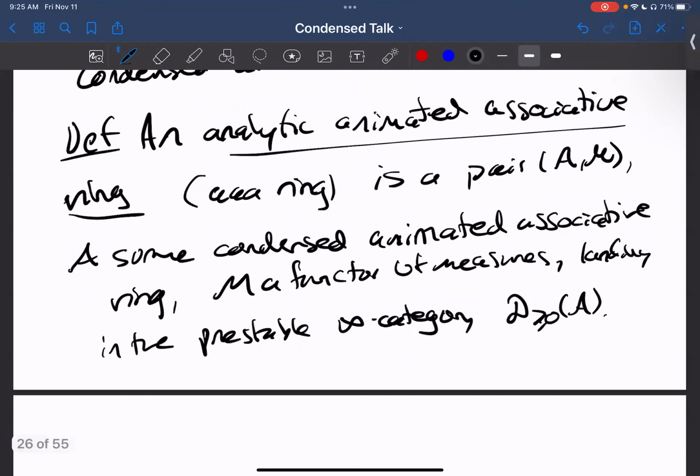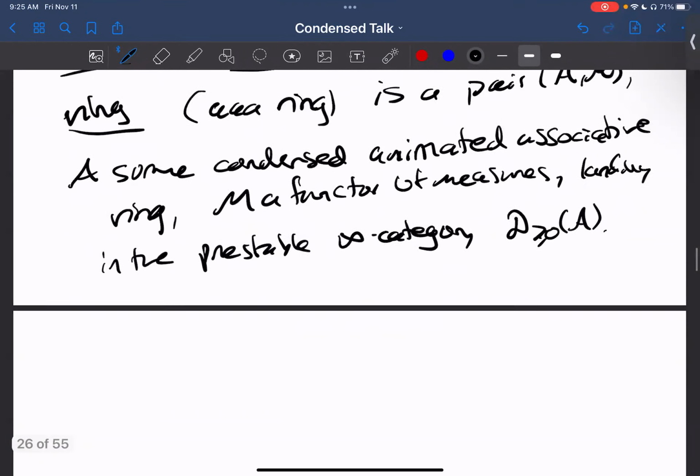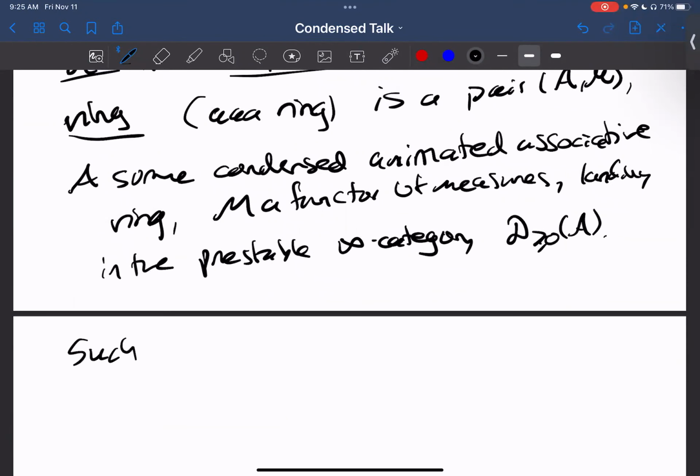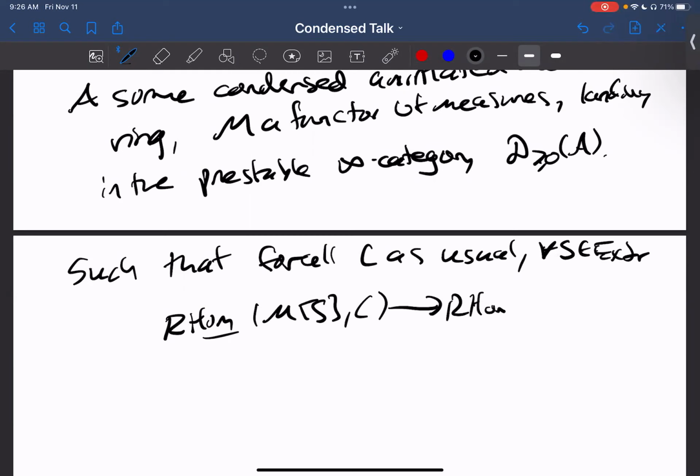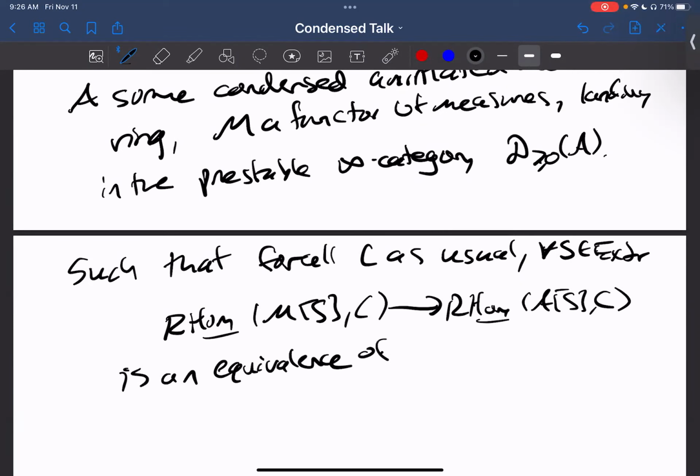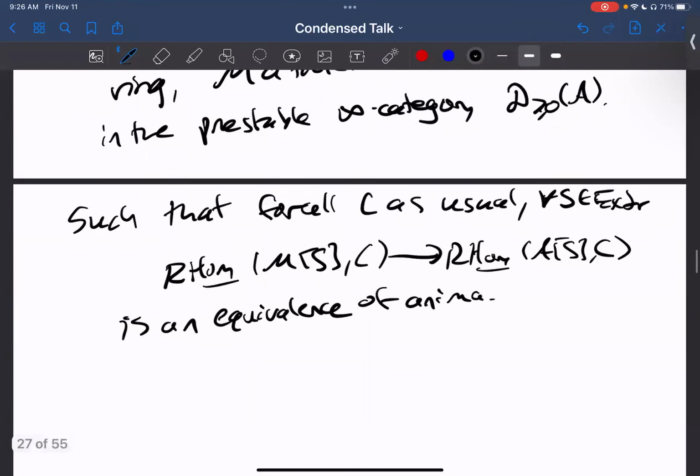Of derived connective A modules, such that for all C as usual, with our usual condition from earlier, there's a few equivalent ways you could say that. You have the standard RHom argument for all extremely disconnected S is an equivalence of... This is just saying the same thing as before.